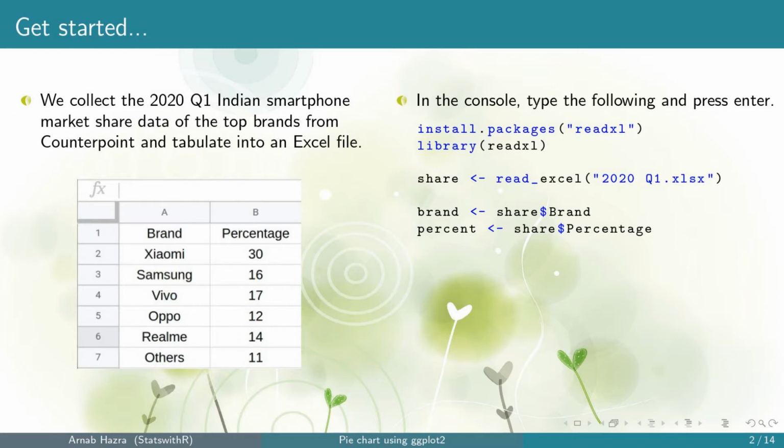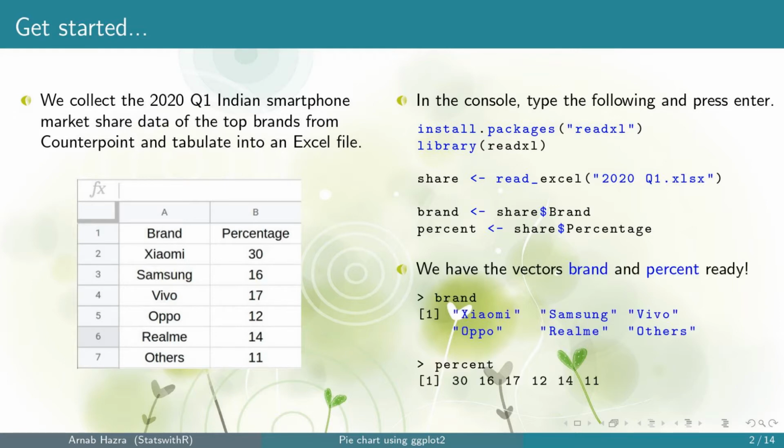We just need the two vectors, namely the names of the brands and the corresponding market shares. In the fourth and fifth lines, we extract them from share and store them into the vectors brand and percent respectively. Once we run the code, the vectors brand and percent are ready to use. Note that the brand names are not in either ascending or descending order of the percent.